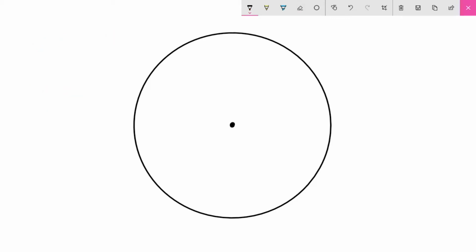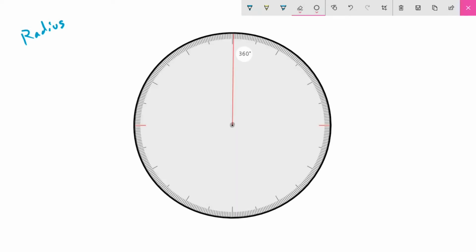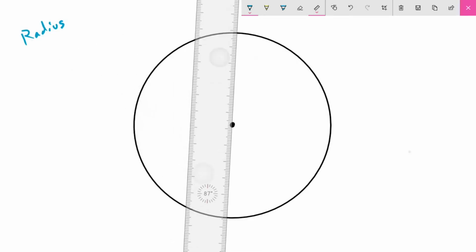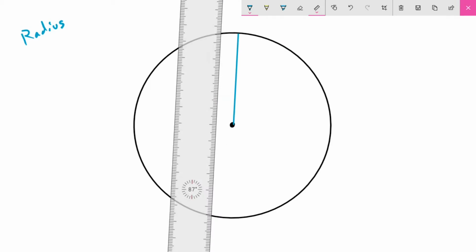Next up, we're going to have the radius. So let's pick a different color. Radius, spell it like this. And the radius is the distance from the center to a point on the circle. So if I wanted to draw a radius, it would look like this. It's going to be from the center to any place on this circle. So right here, that's the center, to a point on the circle. So that's the radius.